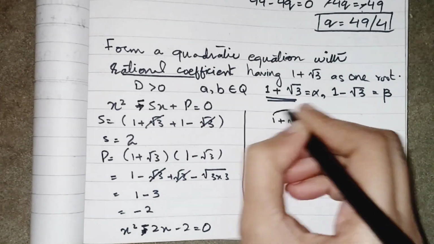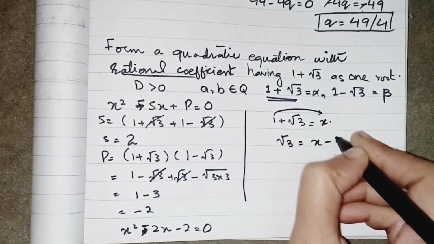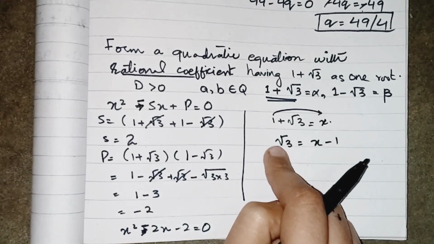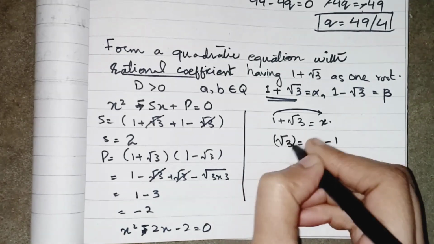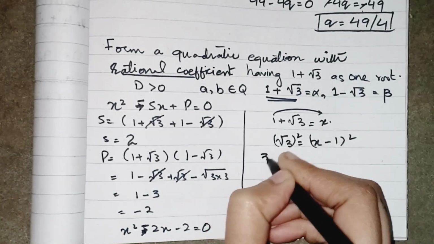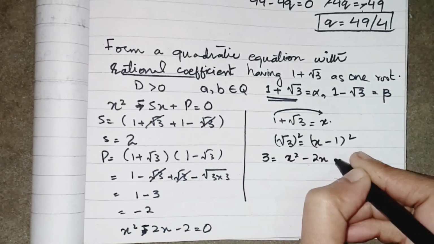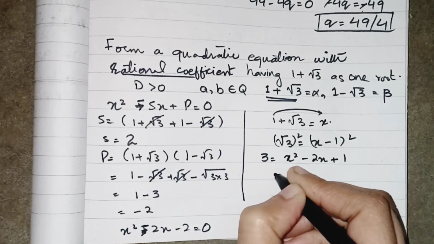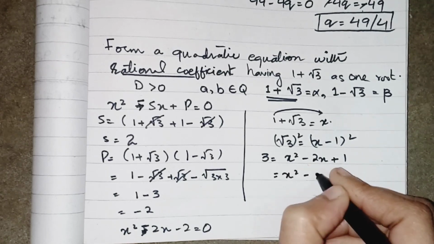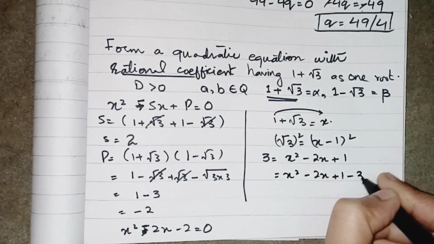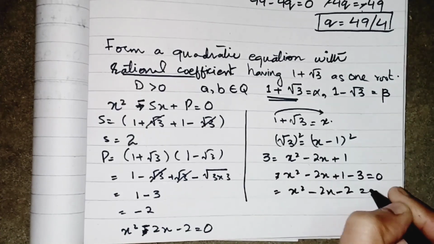So we just have to move this one to the other hand. So it will be root 3 is equal to x minus 1. Now we have to remove this root sign, so taking the square on both sides, it will become 3. This one is x square minus 2ab plus b. To get the equation, what we have is x square minus 2x plus 1 minus 3 equals to 0, and the equation will be x square minus 2x minus 2 equals to 0.